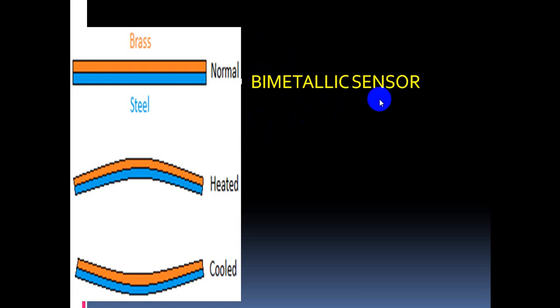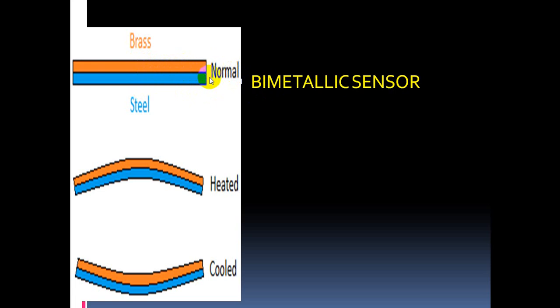So this is a temperature sensor which is called a bimetallic sensor. This is a bimetallic strip. Here we are taking two different materials. One is brass, another one is steel. These two different materials are joined together. This is known as a bimetallic strip. These two materials have different thermal expansions, or different thermal coefficients of expansion. So two dissimilar metals having different thermal expansions are joined together, and that is known as a bimetallic strip.